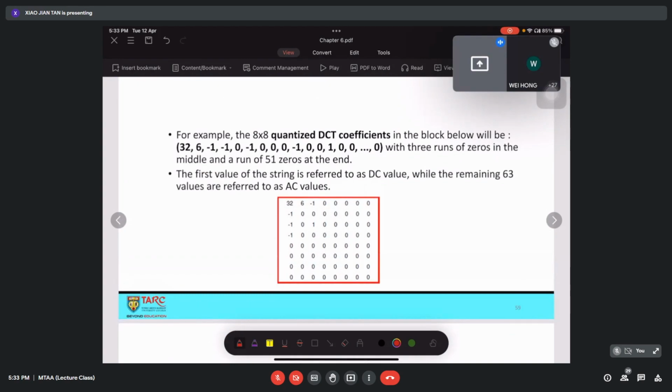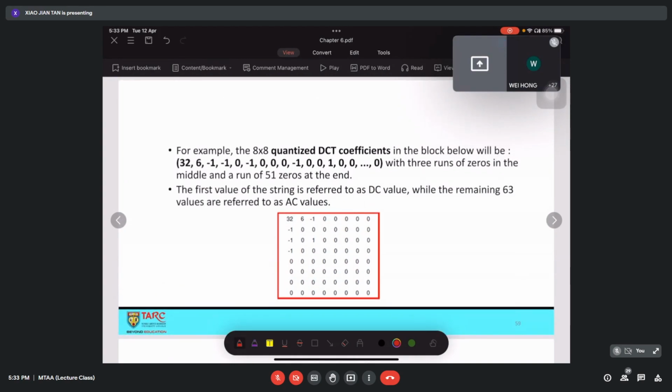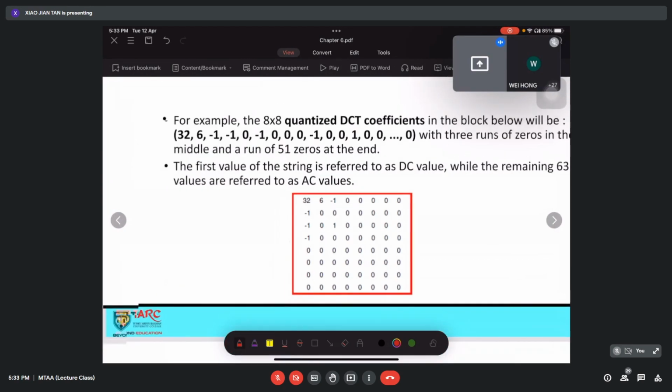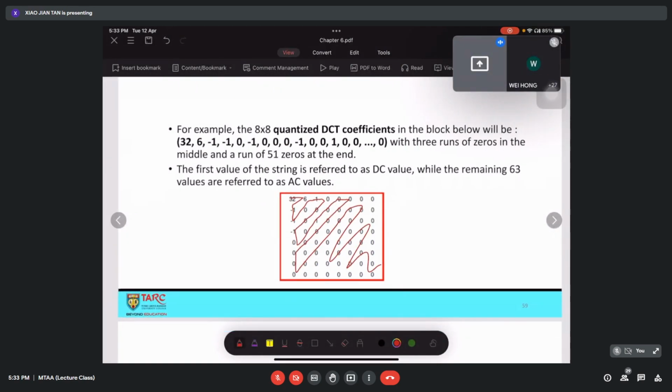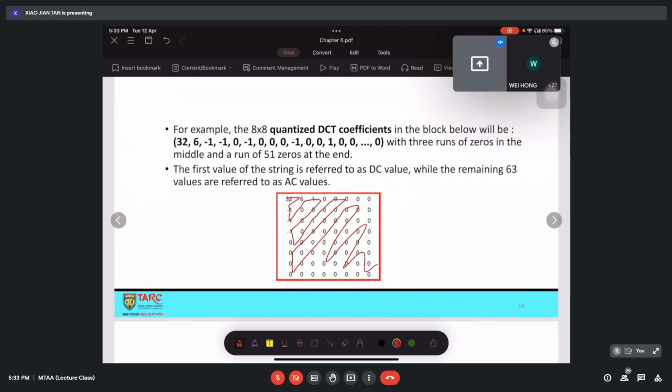Okay, so after the zigzag ordering, you would get this one. So for example, this is an example. The zigzag ordering should be something like this, and so on and so forth, until the last one. So you will get something like this: 32, 6, -1, -1, and 0, and so on and so forth.